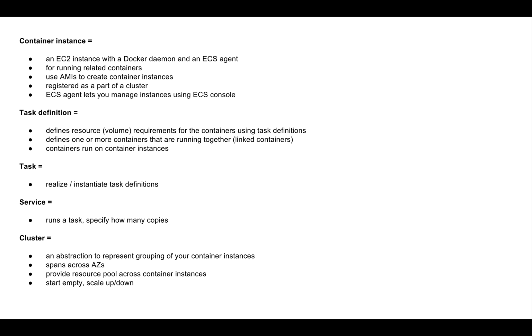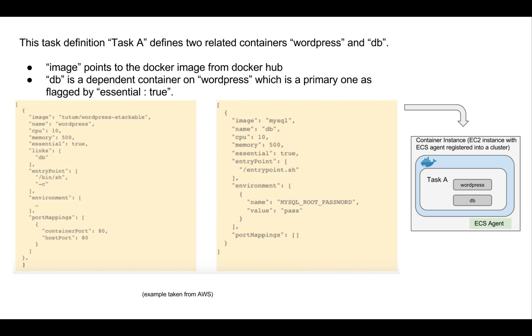So this is a list of all the key terms. Now, going to an example of how a typical task definition may look. And by the way, I have taken this example from Amazon. So to your left, you see a description of a container called WordPress, and the Docker image that it is using is this. And there are some resource requirements given for this container in terms of CPU, memory, and others.